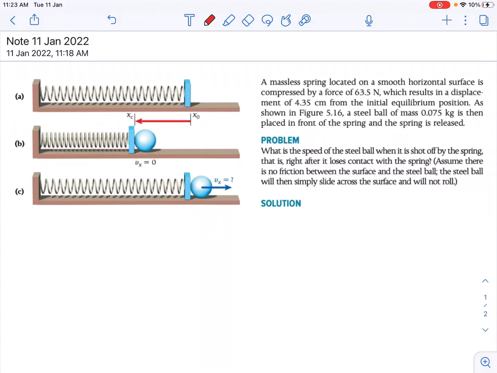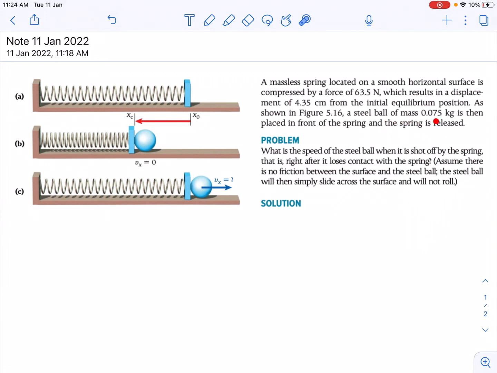Here is a sample problem related to the work done on a spring and its relationship to the energy transferred to the spring. A massless spring located on a smooth horizontal surface is compressed by a force of 63.5 newtons, which results in a displacement of 4.35 centimeters from the initial equilibrium position, as shown in figure 5.16. So this is figure 5.16.